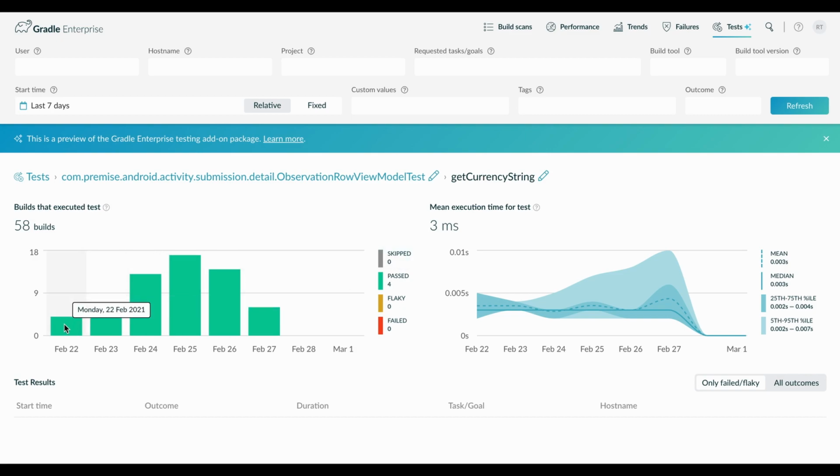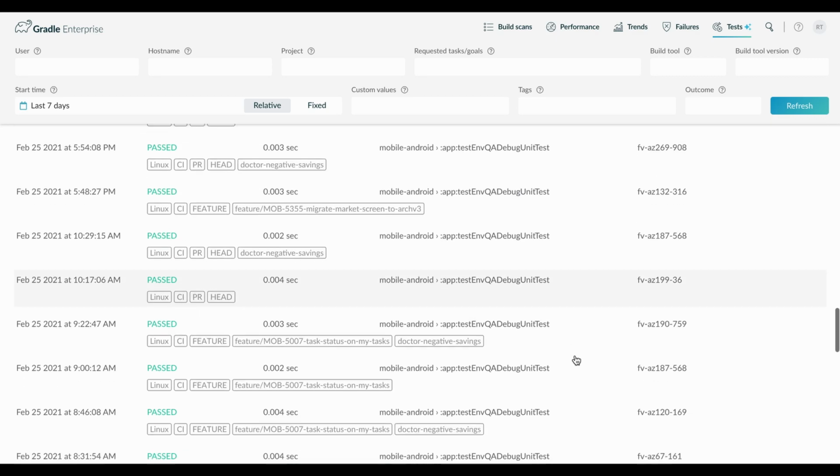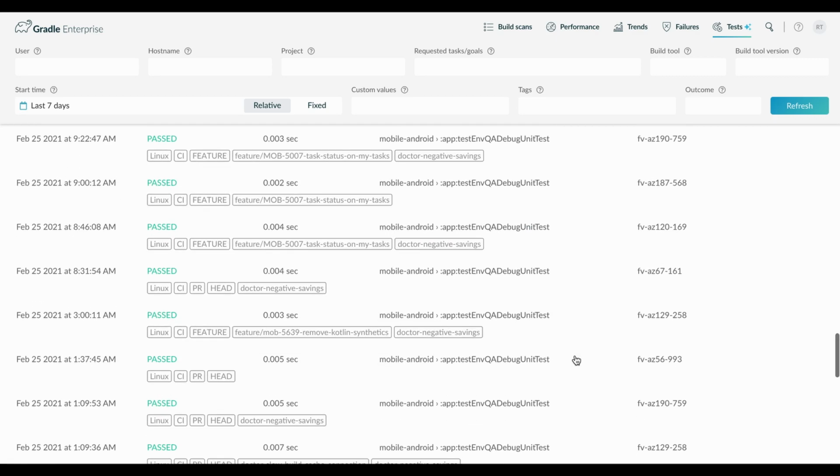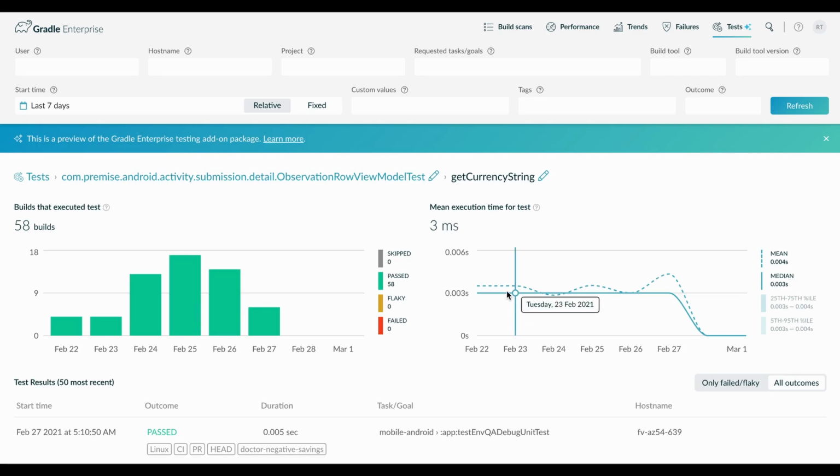And as you can see, over this period of time, these are the builds that executed the specific test. And then the mean execution for the test, again, you're able to see the times. And then, yep, over the last couple of days, it seemed to have been fixed, and now it seems to be passing, which is a good thing.